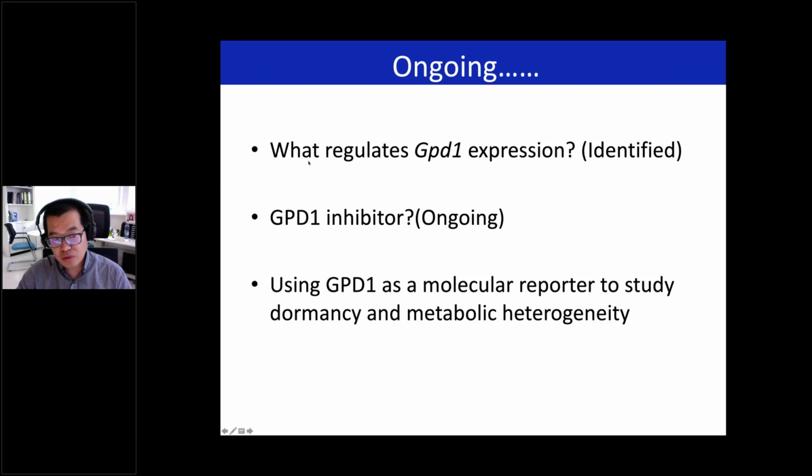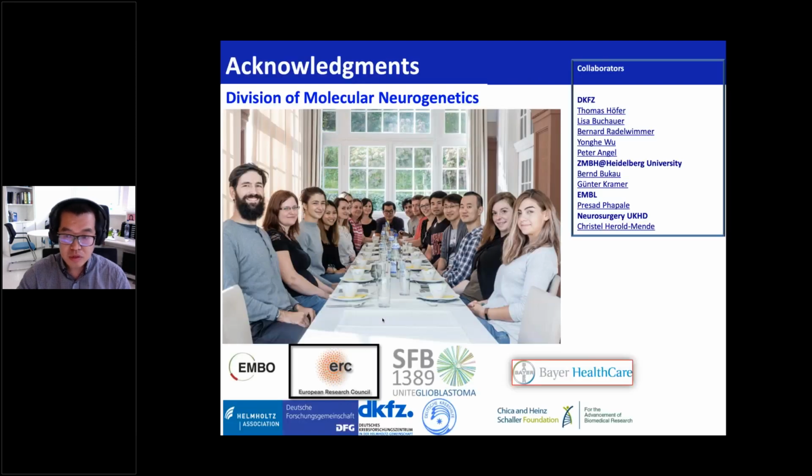So what is ongoing at the moment is that we are trying to understand how GPD1 is regulated. I think we identified what is really triggering GPD1 expression in brain tumor stem cells, which I don't have to show you. And it's very much linked to the current treatment of glioblastoma. And we are collaborating with a pharmaceutical company to develop a GPD1 inhibitor. We are already testing them in an organoid model we have. And we are also using GPD1 as a reporter to study dormancy and metabolic heterogeneity.